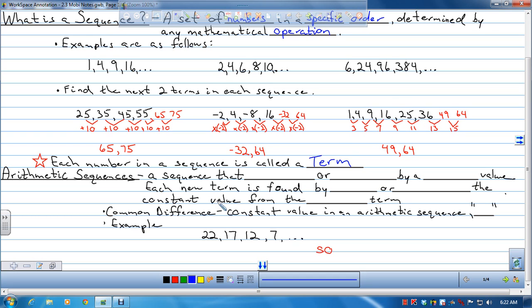So there, not only is there a value to go with each term, but there is a term number that's essentially its position within the sequence. That's important because that will come into play as we write these equations. Okay, what we're going to deal with today is a specific type of sequence called an arithmetic sequence, and it is a sequence that is going to either increase or decrease by some constant value.